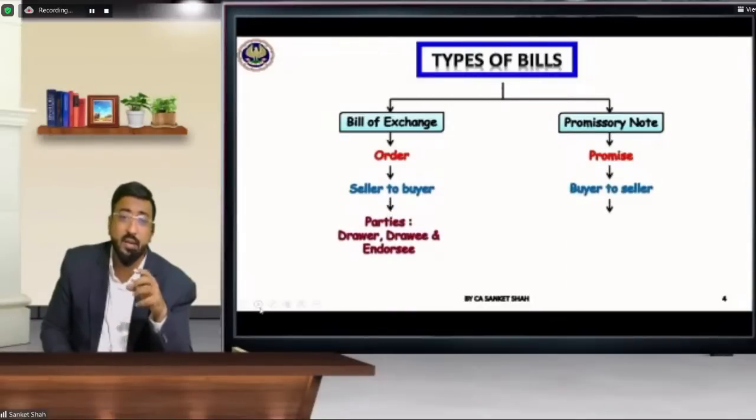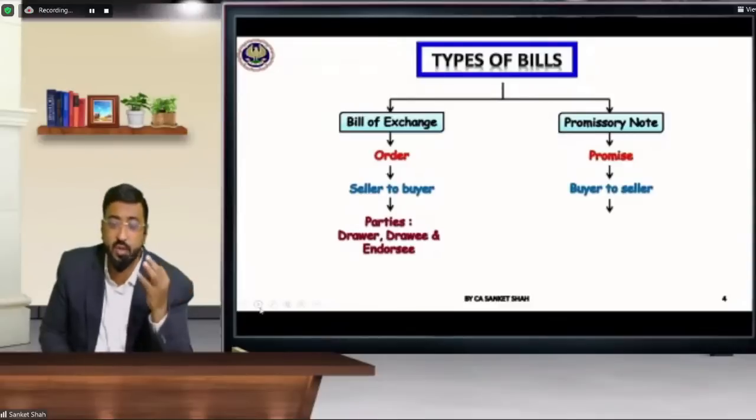How many parties are involved in this bill of exchange? So there are 3 parties. One is drawer, drawee, and endorsee. So who is drawer? Drawer means seller. Okay, you can write this. Drawer means who orders. Who orders is called drawer. How can you recall it? Who orders is called drawer. Who promises is called promisor. So tell me, who promises?